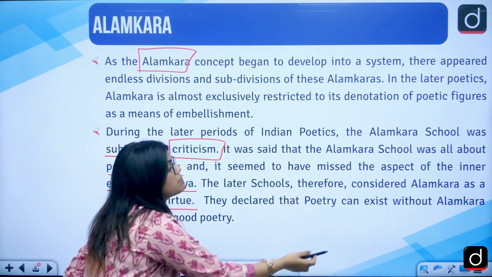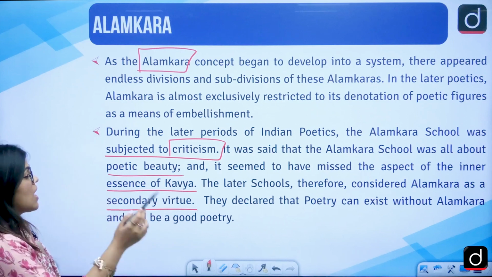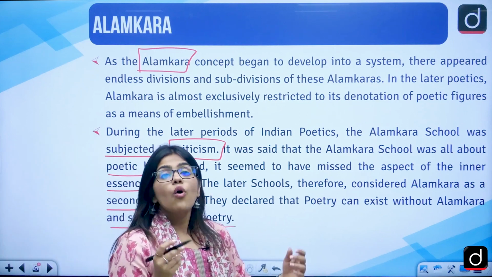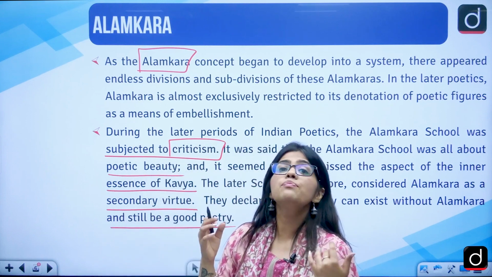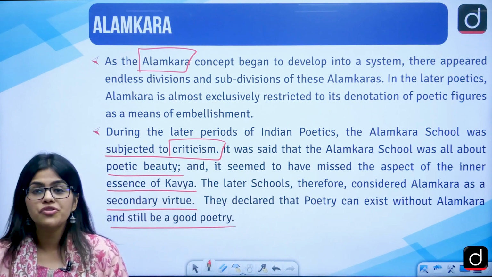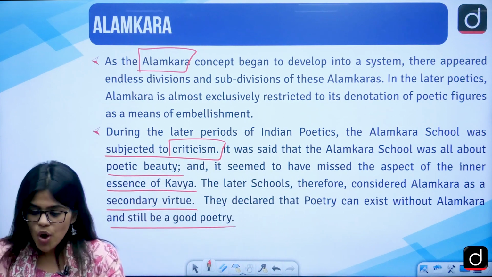They declare that poetry can exist without Alamkara and can still be good poetry. But there are also other theorists who said that it is important that you use embellishments and ornaments in poetry so that the poetry can look beautiful.